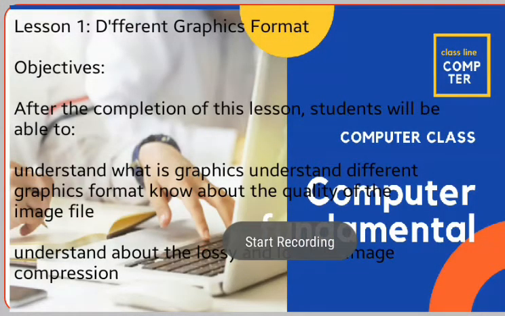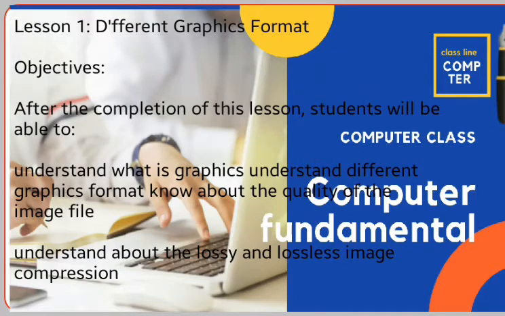Lesson 1, Different Graphic Formats. Objectives. After the completion of this lesson, you will be able to understand what is graphic, understand different graphic formats, know about the quality of the image file, and understand the lossy and lossless image file compression.